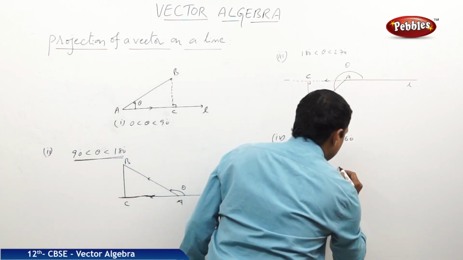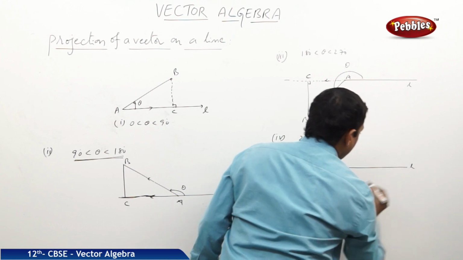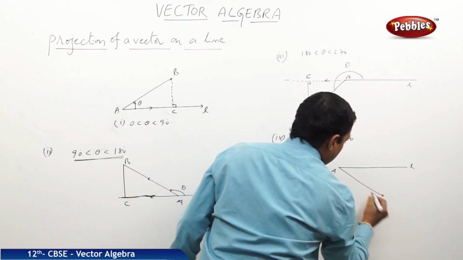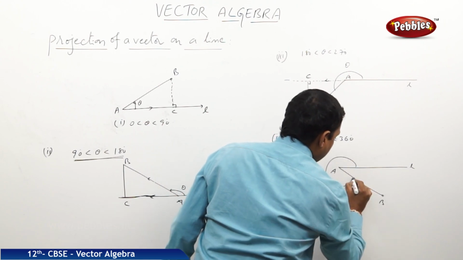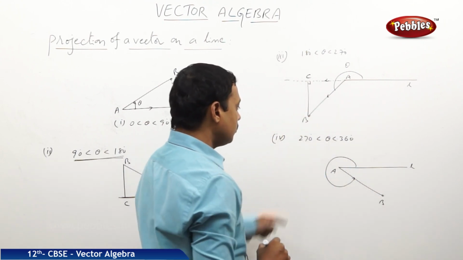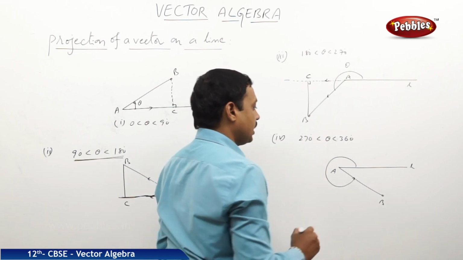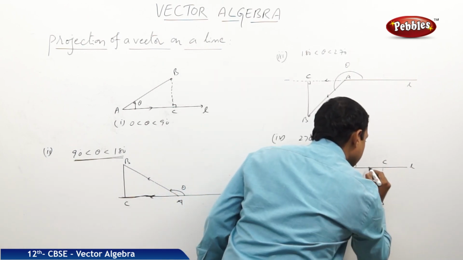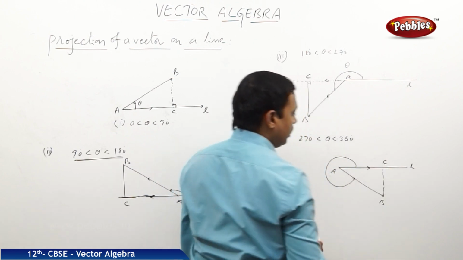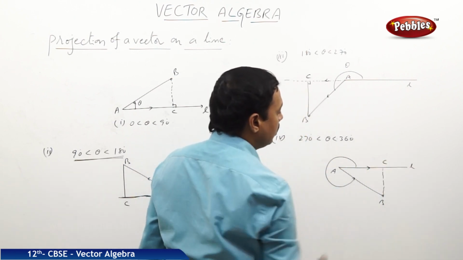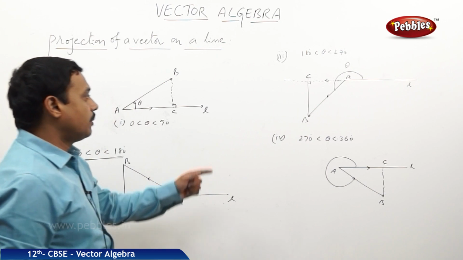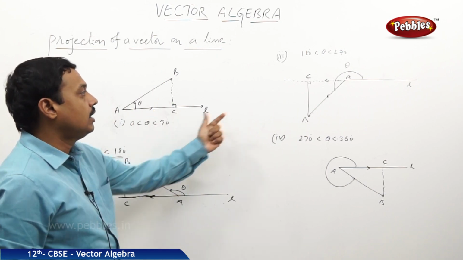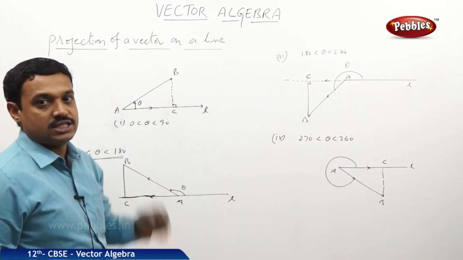Now here this is the line and this is the vector AB making the angle theta like this, which is more than 270. Now the projection, this AC will be the projection of AB on L, so that the projections of the vector AB on L in different quadrants like this.